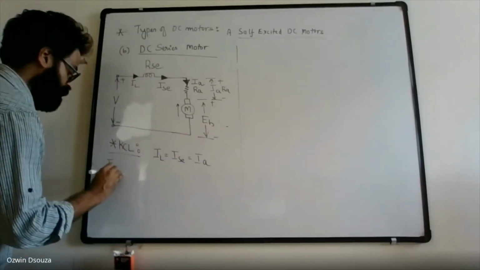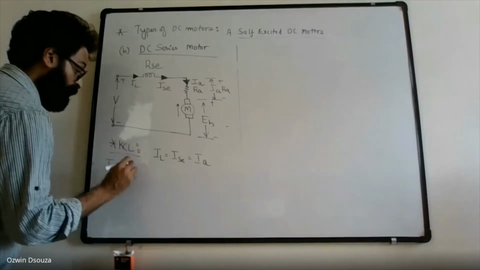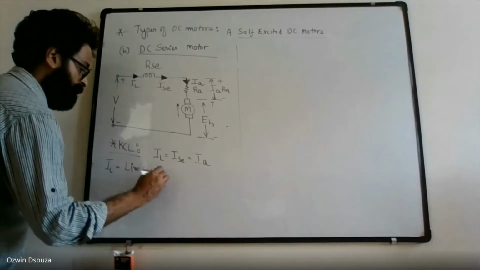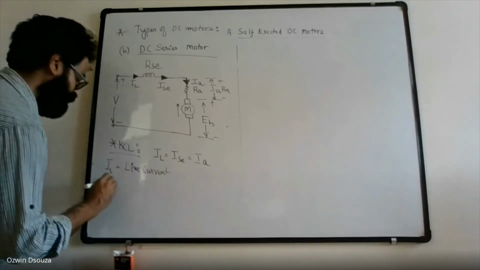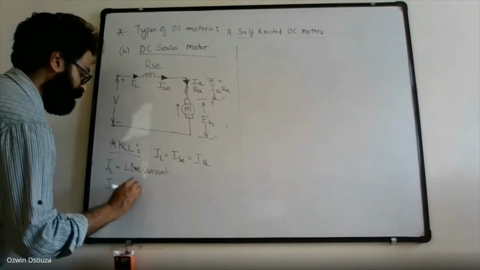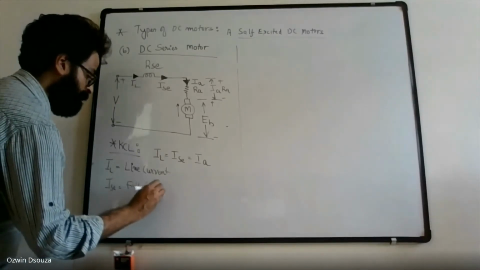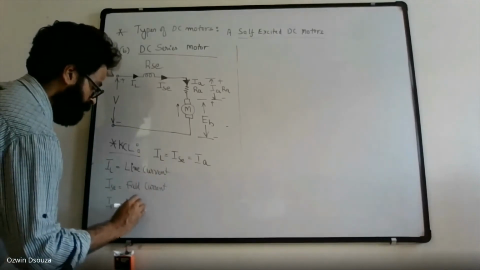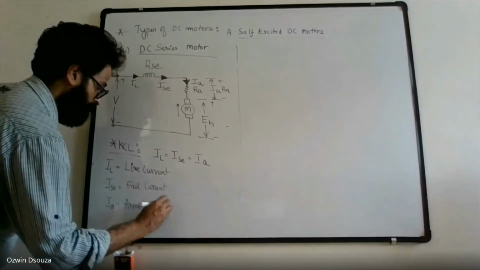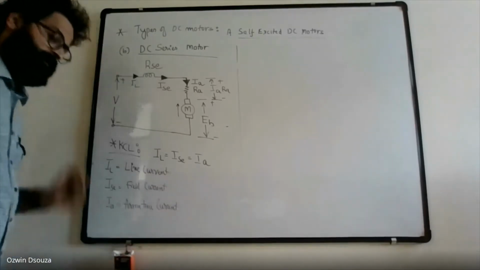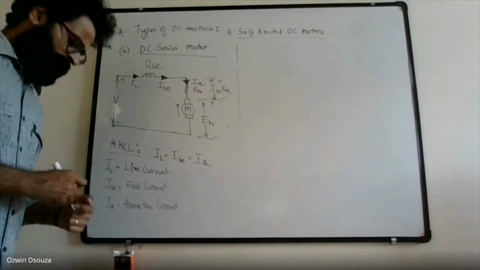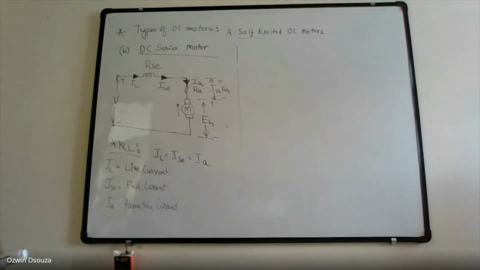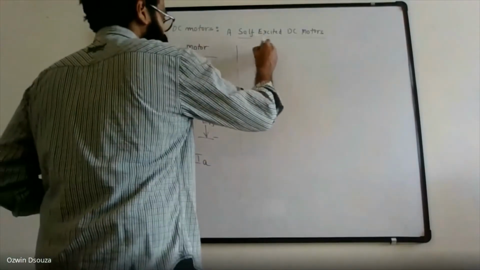Okay, now let me clear your doubts. IL is the load line current, ISC is the field current, and IA is the armature current. Now, all right, this is your current relation, and now let me write down the voltage expression.